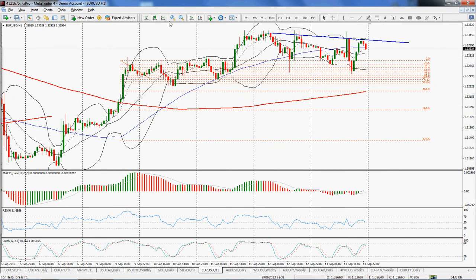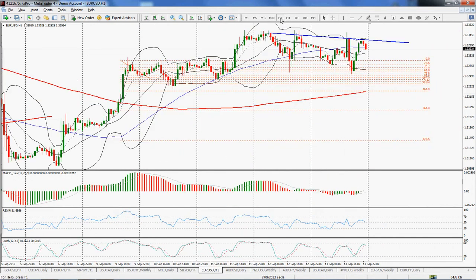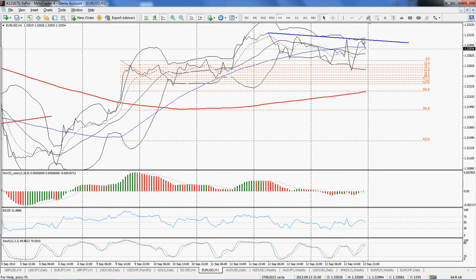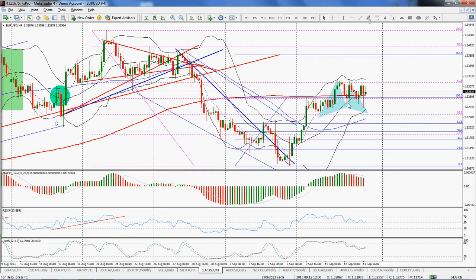In order to be sure that it's broken, I usually go one interval lower, and then plot a resistance line and wait until this resistance line is broken. Okay, so this is one of my strategies, how to tackle and how to deal with those harmonic patterns.